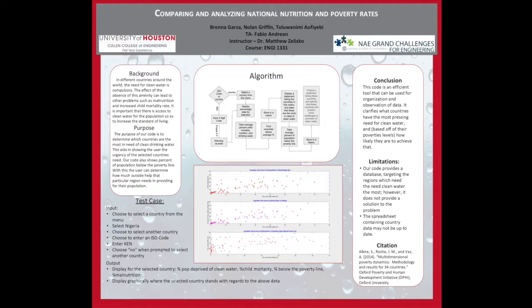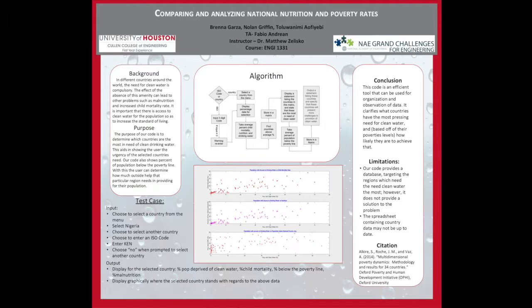Okay, for the algorithm to our code, first you'll have to select whether you want to input an ISO code or a country. If you select the country, you'll have to choose one from the menu. If you choose a country, it'll then display the percentage data for that selection, which will be the percent population without access to clean water, the percent child mortality rates, the percent population malnourished, and the percent population below the poverty line. Then it'll take the average percent child mortality, nutrition, and drinking water and display that.